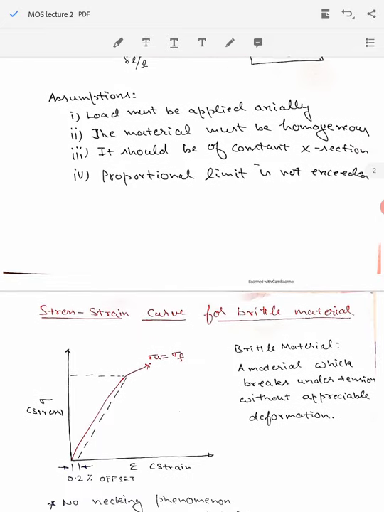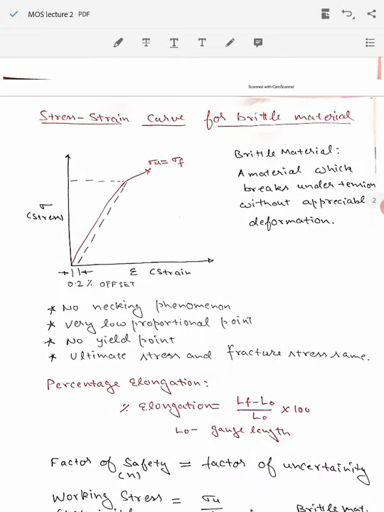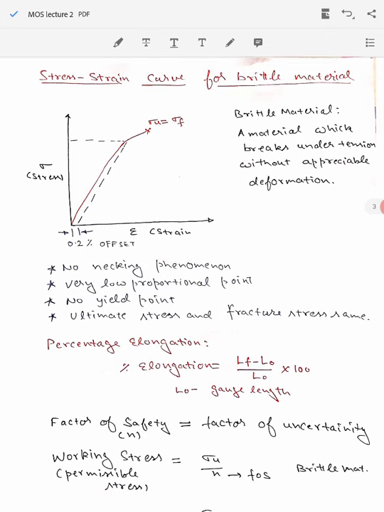Now once we have discussed the stress strain diagram for a ductile material, let's talk about the brittle material. First thing is, what are the brittle materials? Brittle materials are the materials which break under tension without appreciable deformation. So basically, if you apply an impact load or tension, they are going to break. They are unlike ductile material which can be drawn easily into wire by the application of tension. This brittle material will not give that much deformation so that it can be converted into a smaller section, or into wire forms.